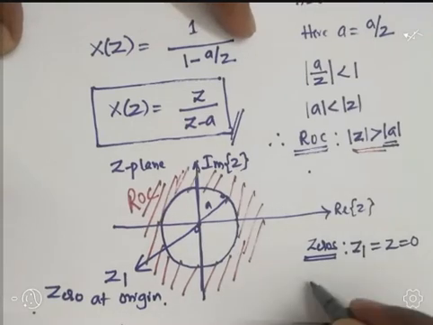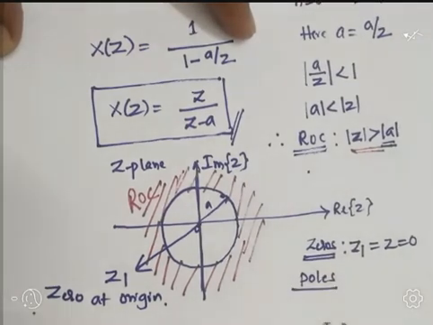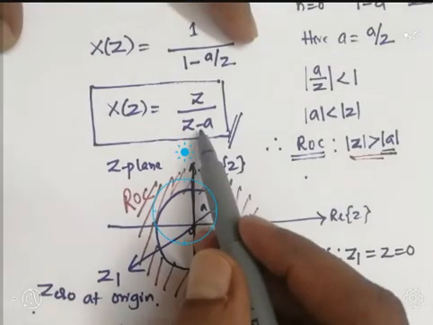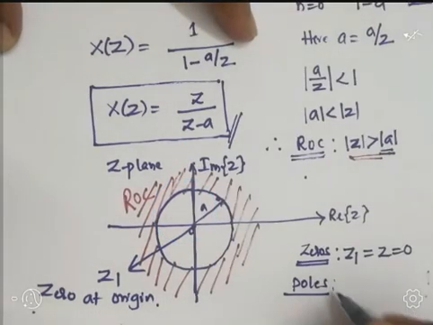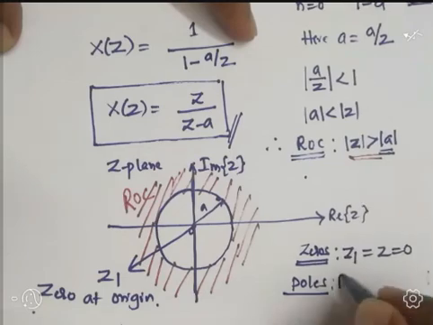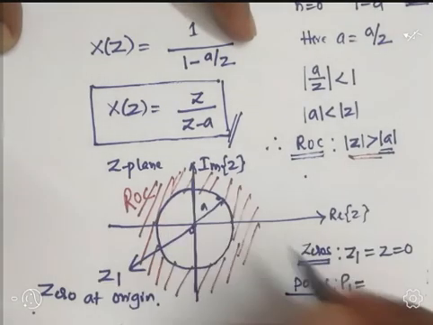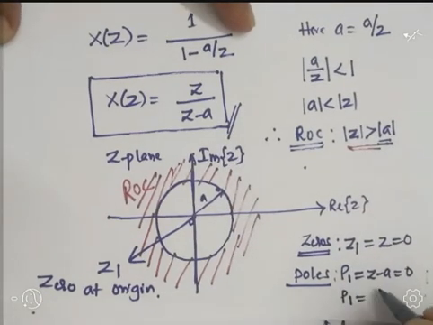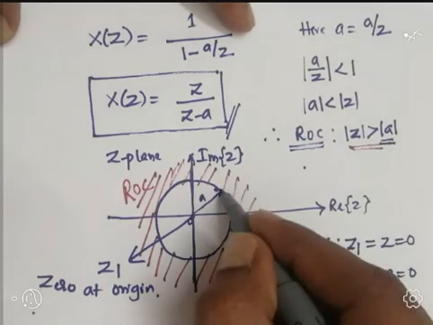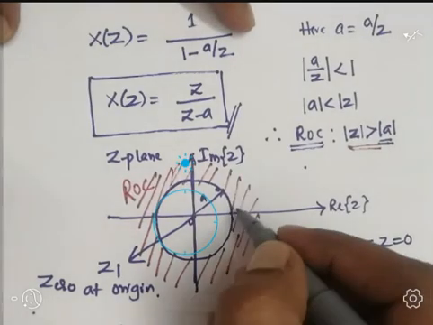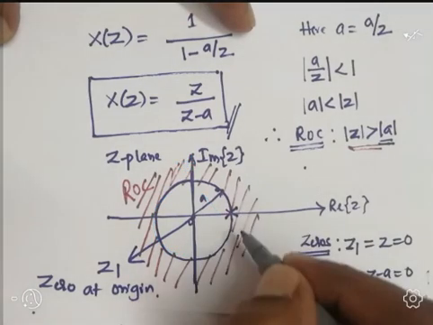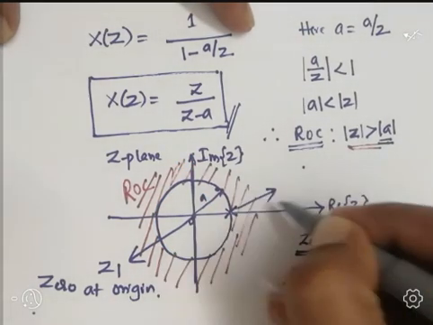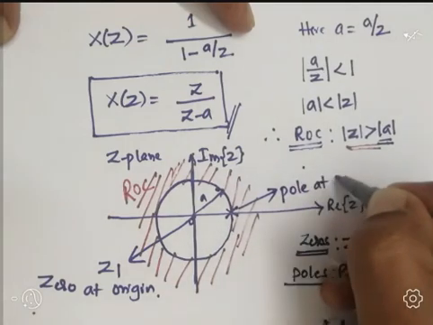Next, go for finding the poles, nothing but equating the denominator polynomial to 0. The pole is indicated by p1. Equate z minus a equal to 0. Hence we can write p1 equals z equals a. One pole is present at a, where this point is a, radius is a. Poles are indicated by a cross mark. This is our pole at z equal to a.